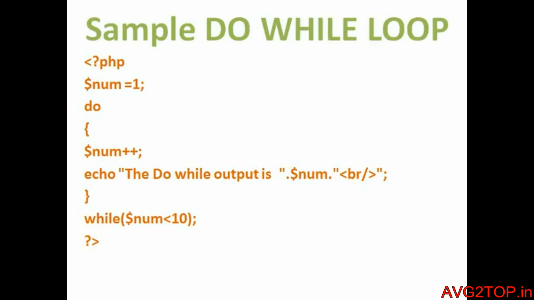In this program, I have initialized the variable $num equal to 1, and in the do loop, I have incremented the variable $num and the code to be executed. The code will be executed at least once before it checks the condition, and repeats the loop when the condition is true. Otherwise, it will stop the iteration. And this is the output of the do while program. Here the code is executed only once because the while loop condition is false, so it stops the iteration.